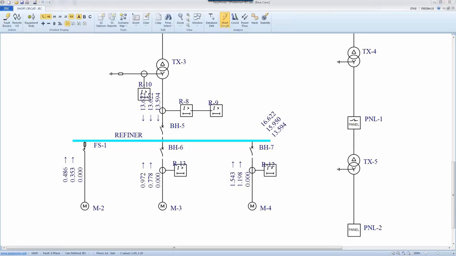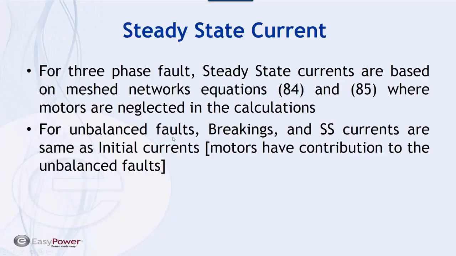I go back to that statement again. For unbalanced faults, braking and steady state currents are the same as initial currents, which we just saw, as motors have contribution to the unbalanced faults, and that is true.